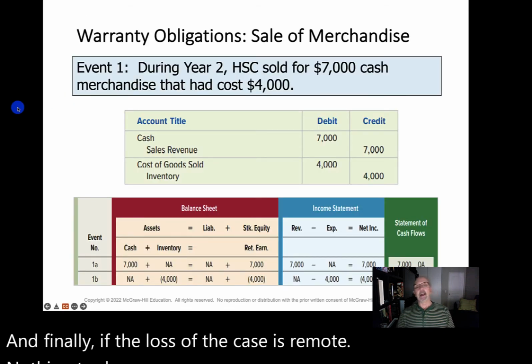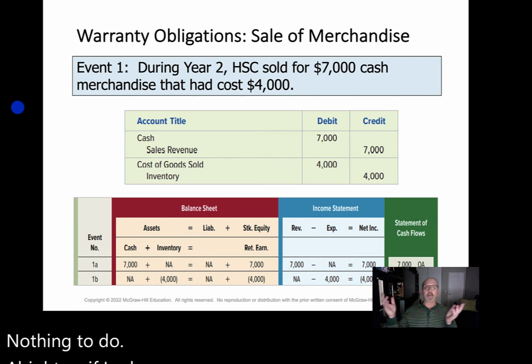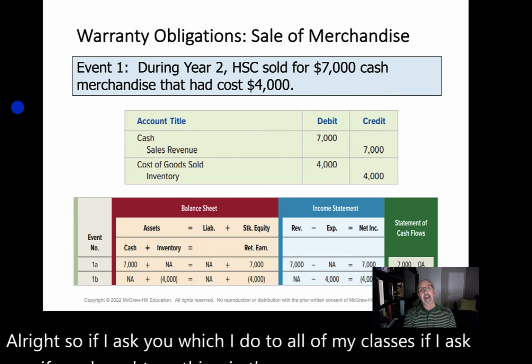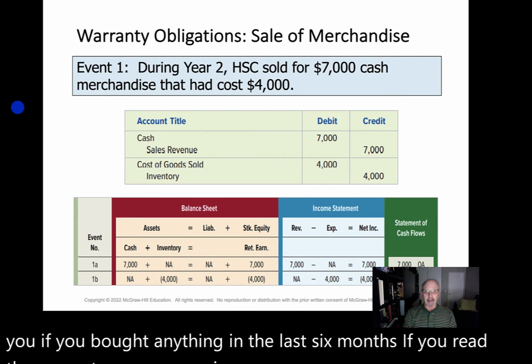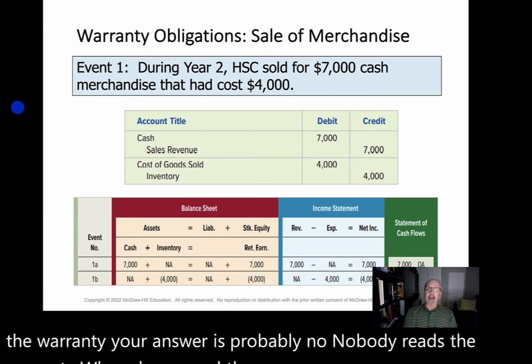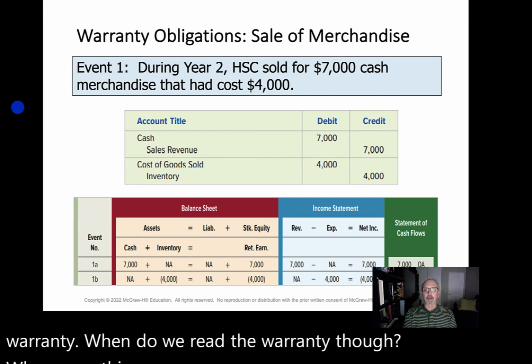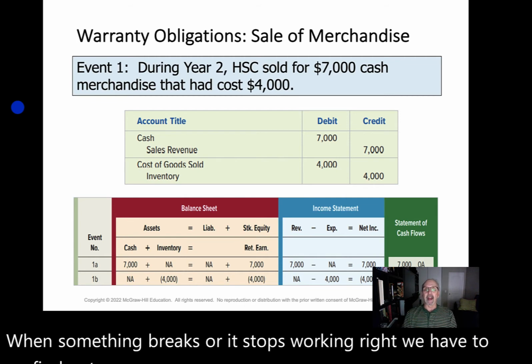All right, so if I asked you, which I do to all of my classes, if you bought anything in the last 6 months, did you read the warranty? Your answer is probably no. Nobody reads the warranty. When do we read the warranty, though? Yeah, when something breaks or it stops working, right? We have to go find out, hey, how much of a warranty do I have here?